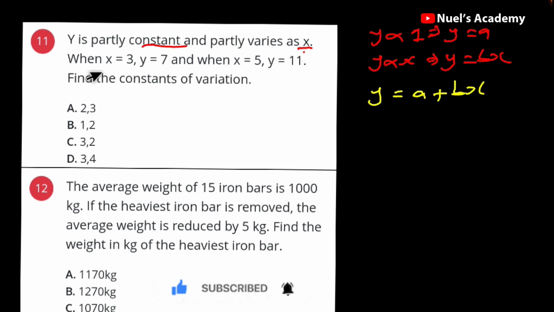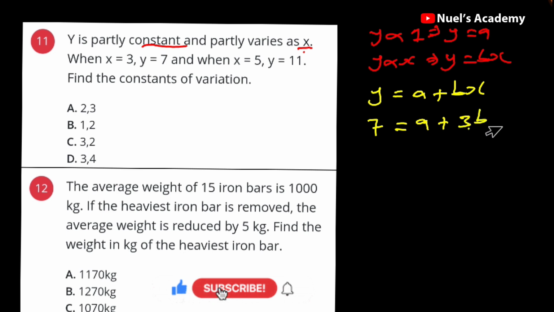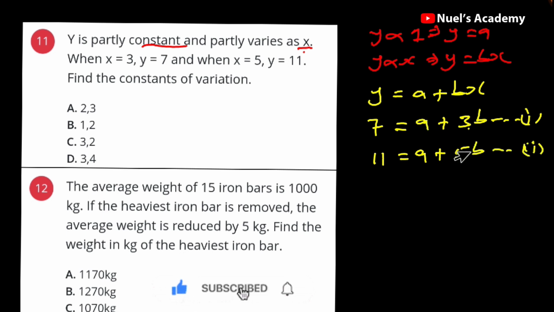So when x is equals to 3, y is 7. So we write 7 is equals to a plus 3b. Let's call this equation I. The second one states when x is 5, y is 11. So we write 11 is equals to a plus 5b. Let's call this equation II. So we're going to solve these two equations simultaneously.